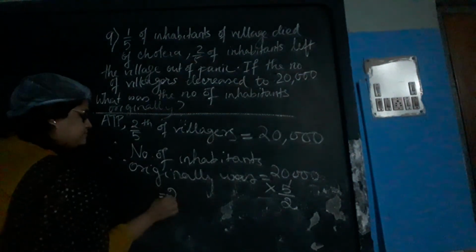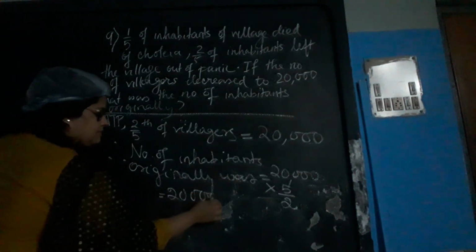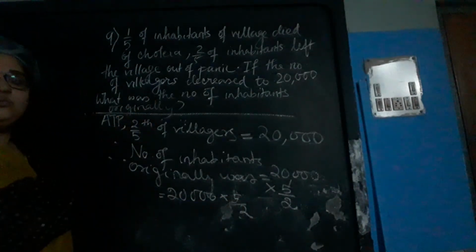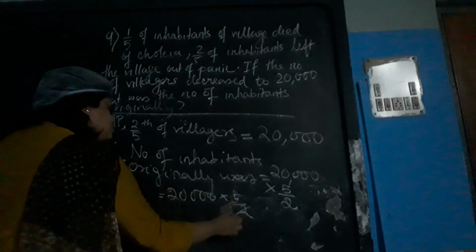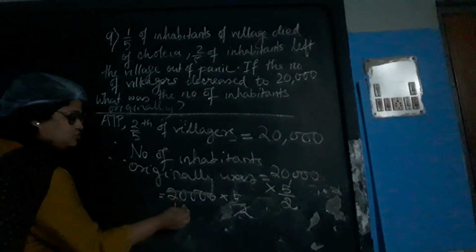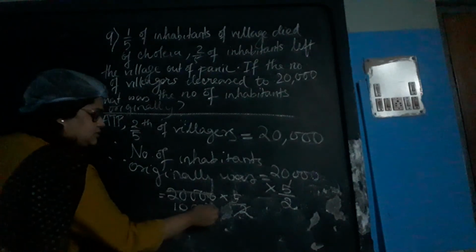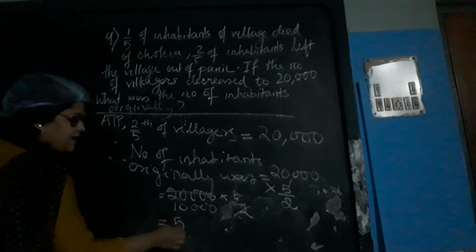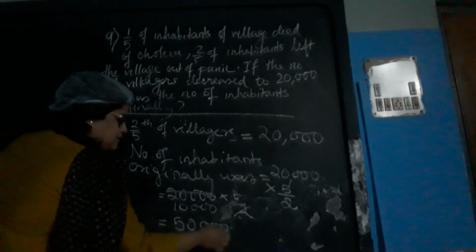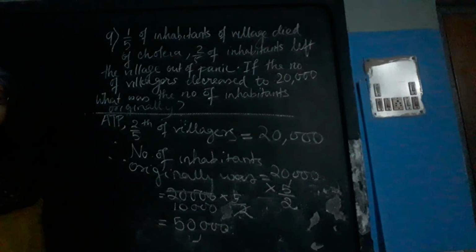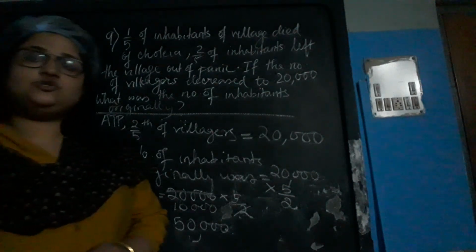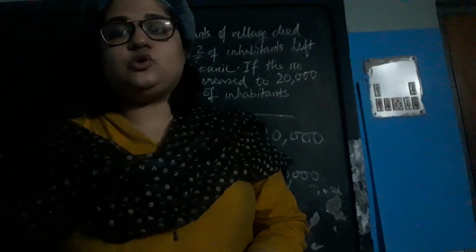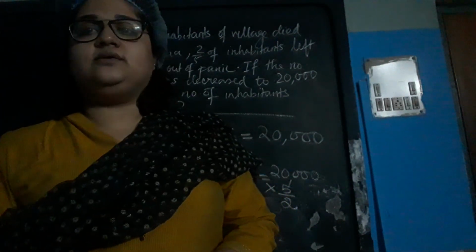So 20,000 multiplied by 5/2. What will happen? 2 will get cancelled. 2 tens are 20 and 3 zeros, and multiply this with 5. That means 50. That means original how many inhabitants were there? 50,000. So this is the answer. The original number of inhabitants were 50,000 in the village.